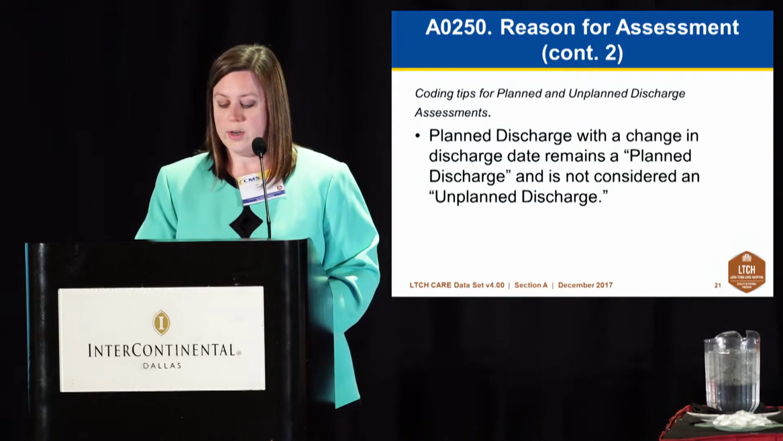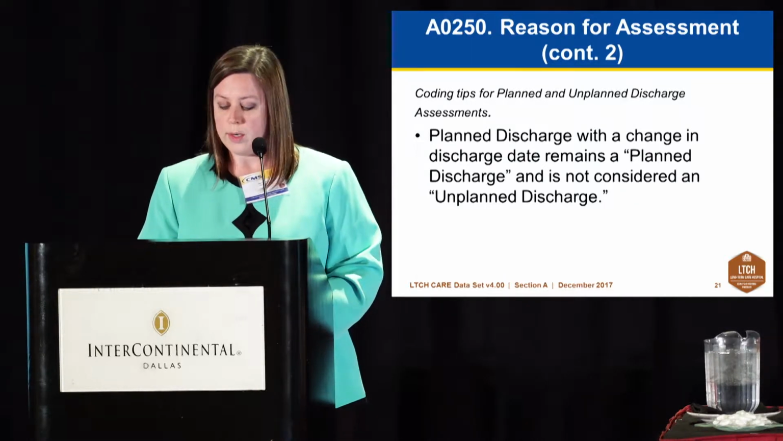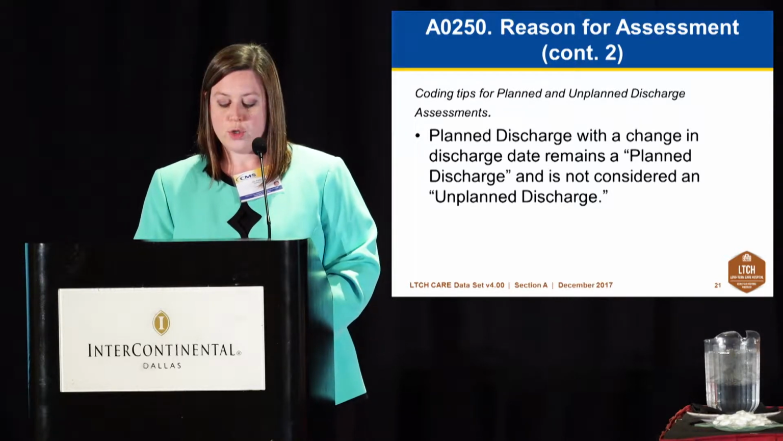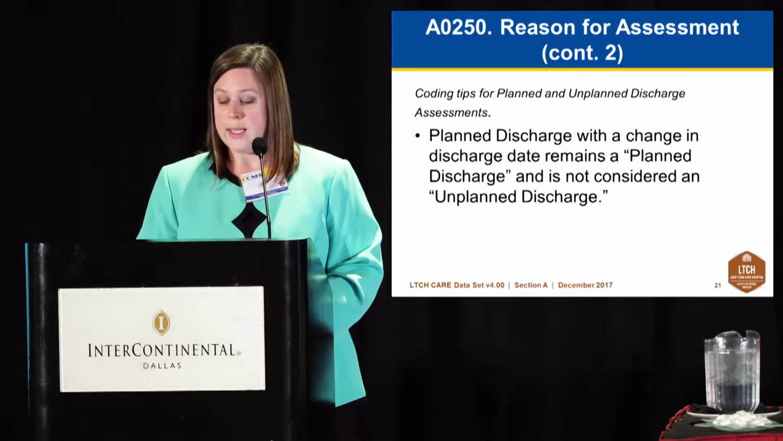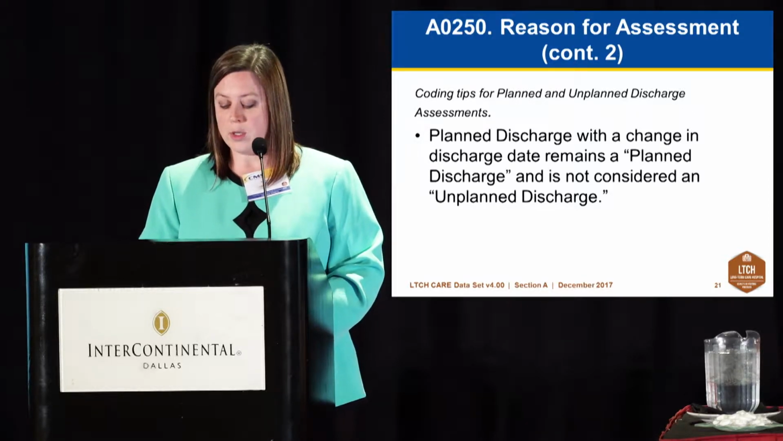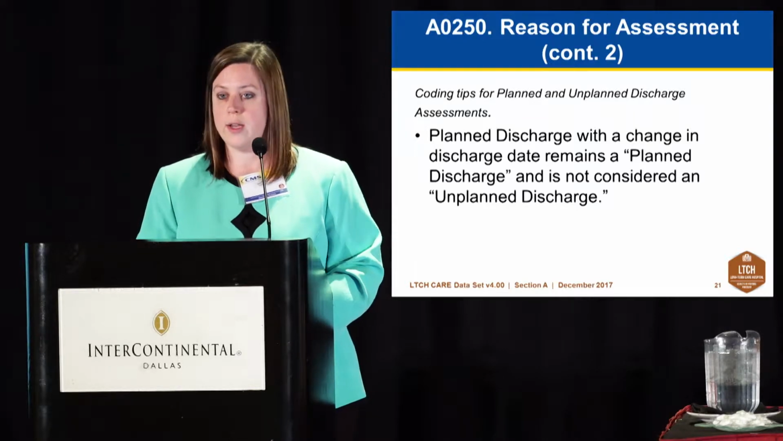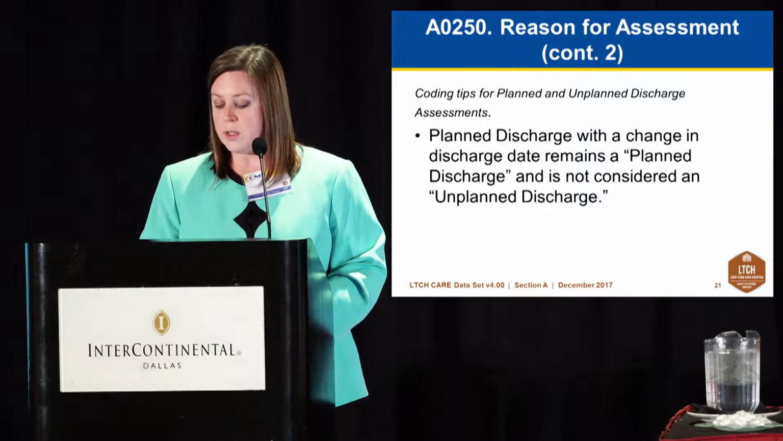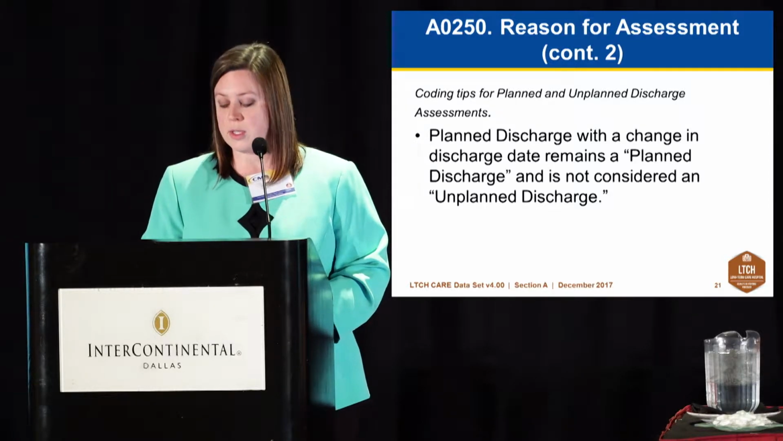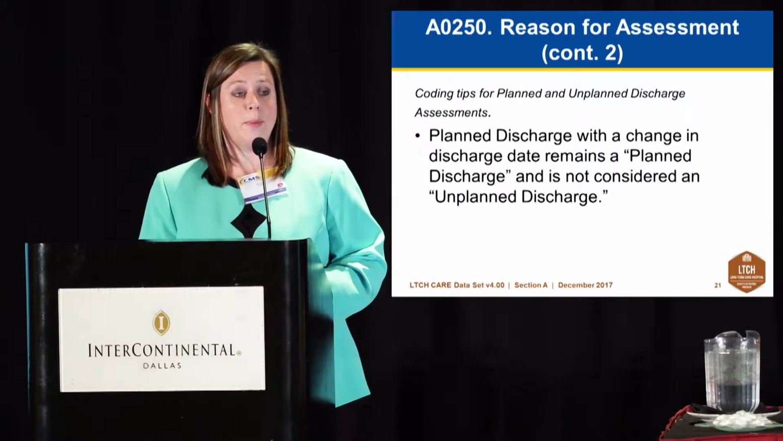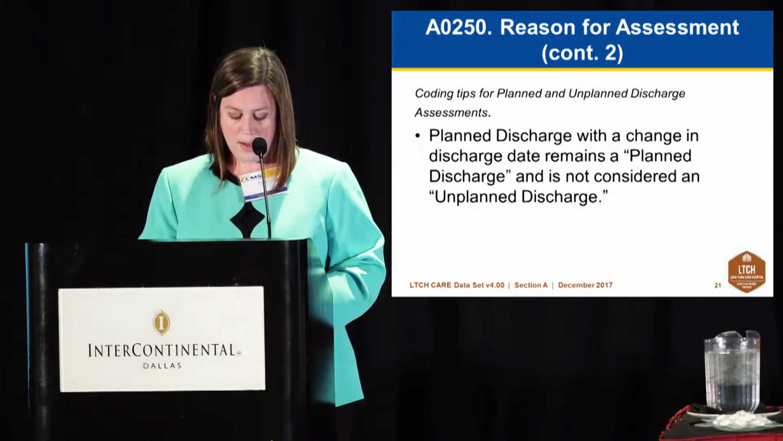And then a planned discharge is our fourth option. It's important to point out that a planned discharge with a change in discharge date should be coded as a planned discharge. It's not considered an unplanned discharge. So for example, if a patient is originally scheduled for discharge on December 8th and it's delayed until December 9th, you would still use the planned discharge assessment and use the actual date of discharge. It's still a planned event in this case.